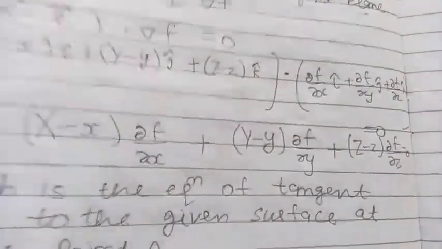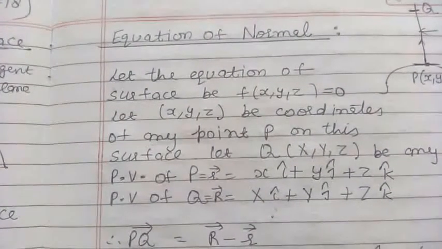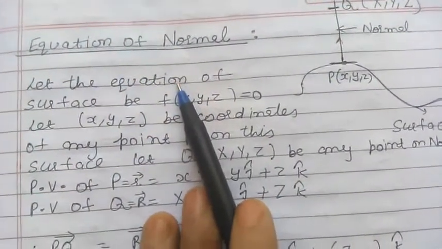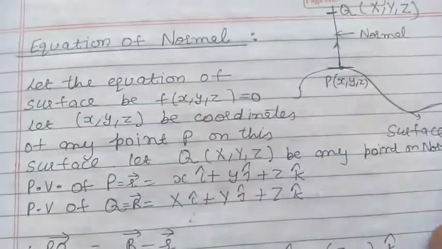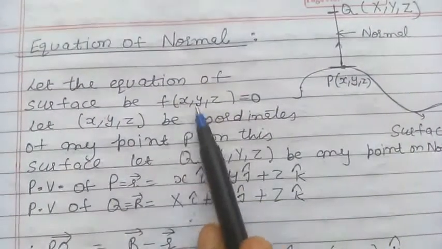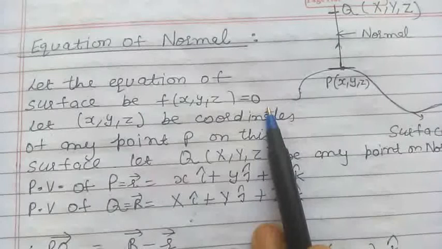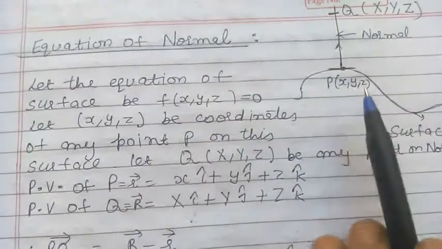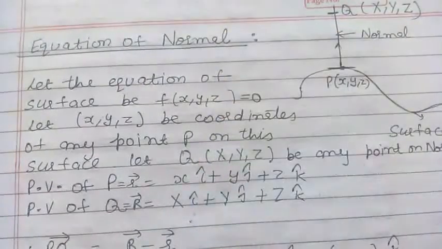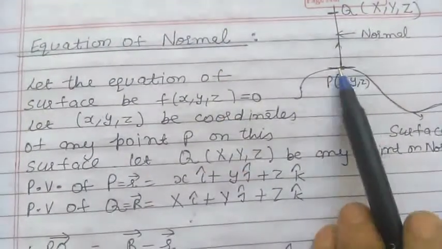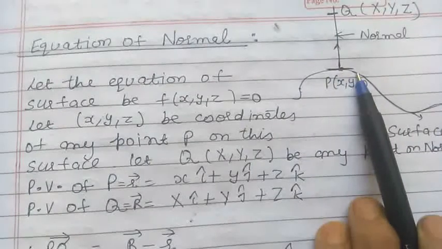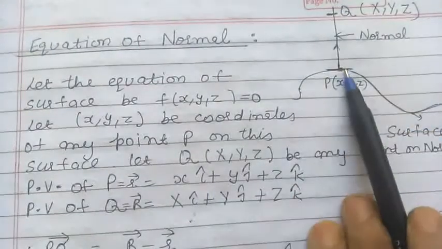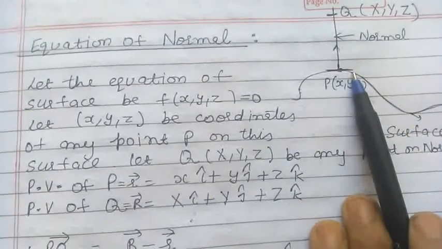Now next we derive the equation of normal. To derive the equation of normal, let us take a surface having the equation f(x, y, z) equal to 0. This is the equation of surface. P is the point having the coordinates x, y, z, and let us take a point Q at any point on the normal. We have to derive the equation of this line. This line is normal to the surface.